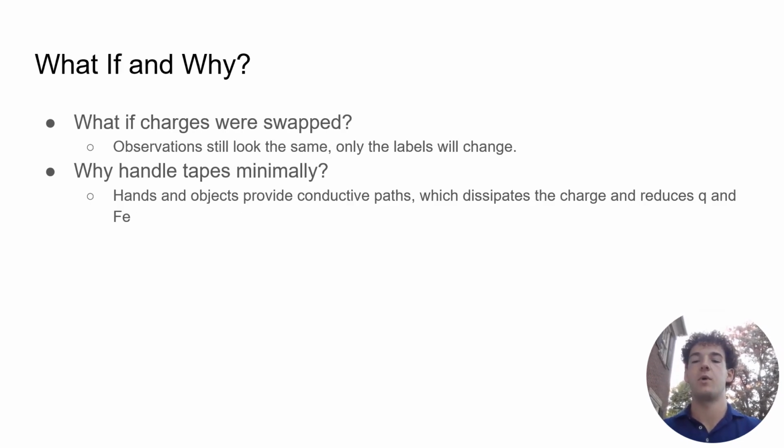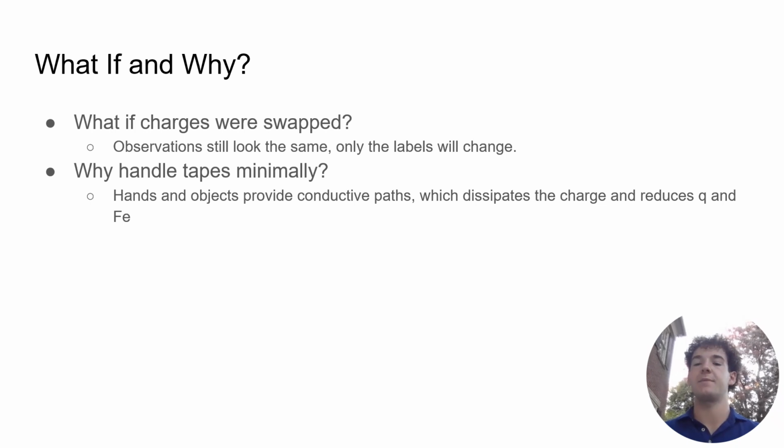Now two what-if and why questions. First is, what if the electrons were positive and protons were negative? In that case, all of our observations would look the same because attraction or repulsion depend only on opposite versus same charges, not which particle carries which. So it would be exactly the same, just with the labels swapped.